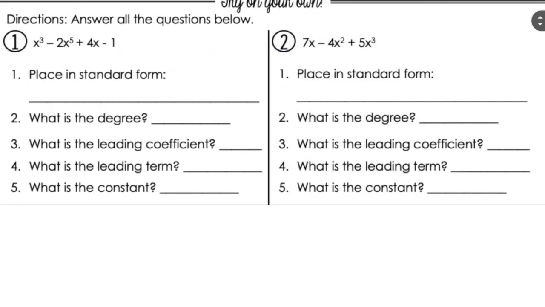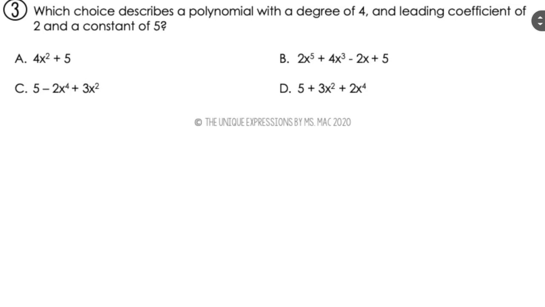So in this next section, you're going to try everything that we just did on your own. You're going to place each of the polynomials in standard form, identify the degree, find the leading coefficient, identify the leading term, and then the constant. And then in question number 3, you're going to be given a scenario that tells you what the polynomial has to have in order for you to have the correct answer. So for question number 3, you need to have a degree of 4, a leading coefficient of 2, and a constant of 5. So you have to select the right choice. So please pause the video now, answer the 3 questions, and then come back so we can go through it.